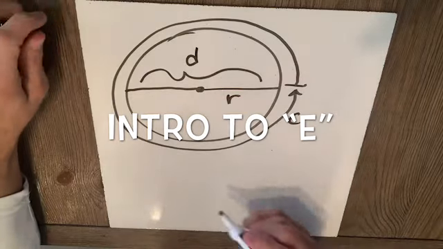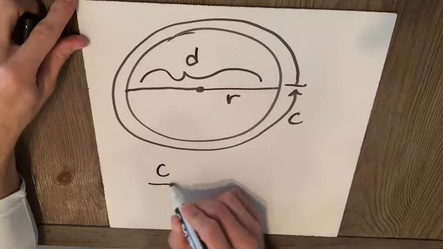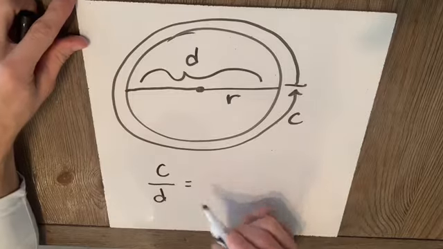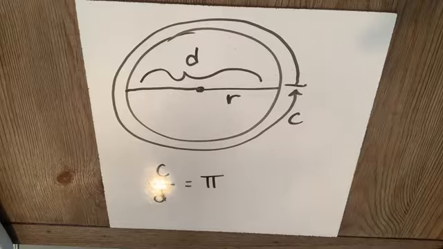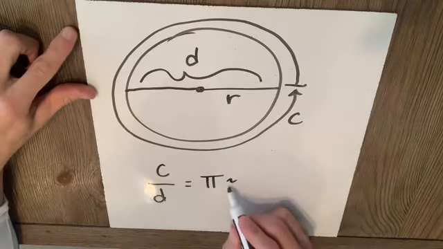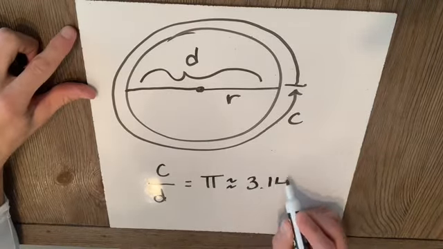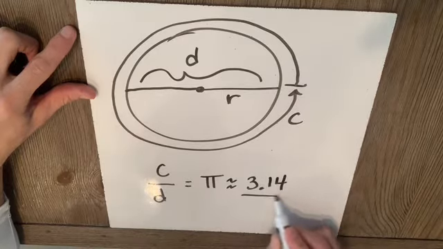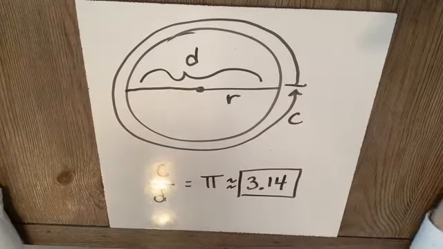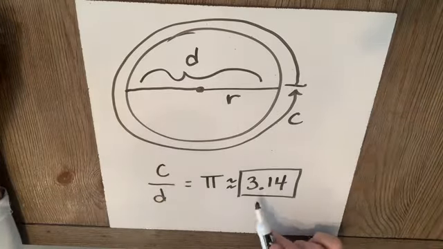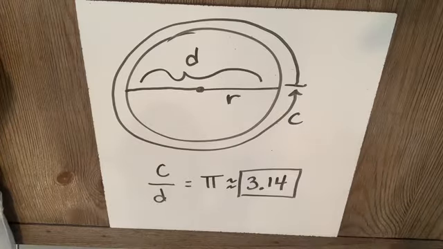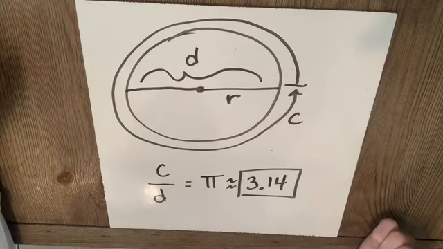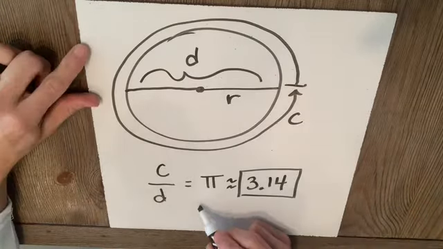Now, if I take a ratio of circumference divided by diameter, I'm always going to get a number, and that number is pi, which is about 3.14. Now, we call this pi, 3.14, an irrational number. It's only approximately equal to 3.14. It is a non-repeating, non-terminating decimal. That's what classifies it as irrational.